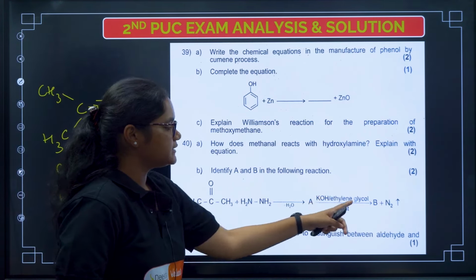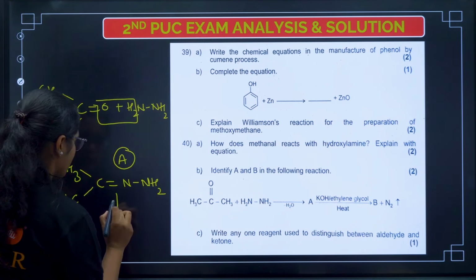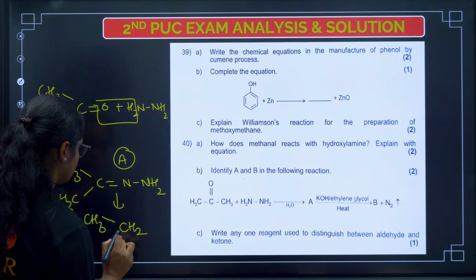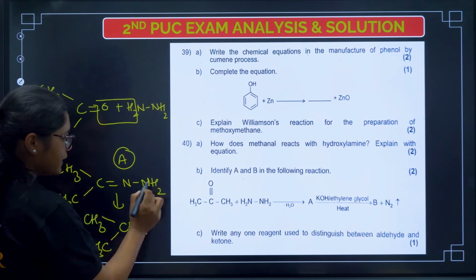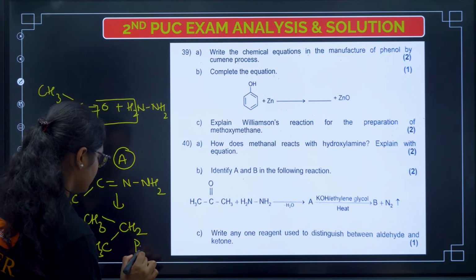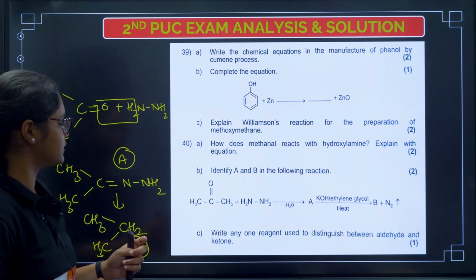Now we have KOH and ethylene glycol. What they will do? This bond will break and the final product I will get is CH3 CH2 CH3 plus N2 gas will be released. That is already given. So your B will be this one, right? I hope you have all done this correct. In NCERT, this reaction is also given.